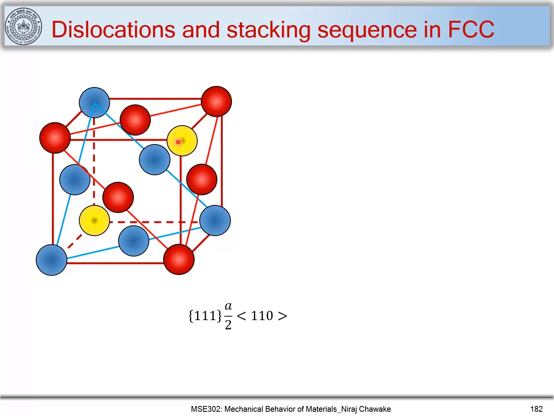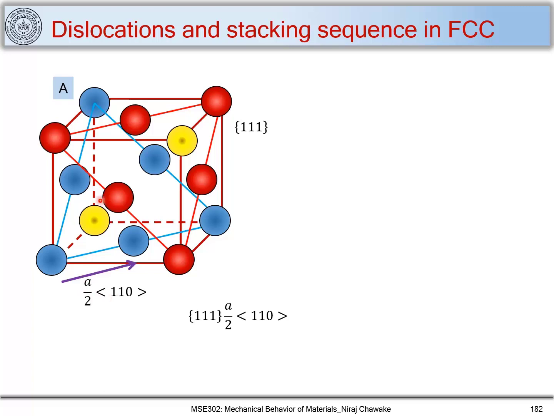Because we know that the slip system in FCC comprises a 1, 1, 1 plane, that is the slip plane, and a slip direction which is a/2 <1, 1, 0>. And where are these 1, 1, 1 planes? So these are three 1, 1, 1 planes which we have marked with blue atoms, red atoms, and yellow atoms. And this is a Burgers vector, that is a/2 <1, 1, 0>. So this kind of lattice translation gives us a Burgers vector, that is a/2 <1, 1, 0>.